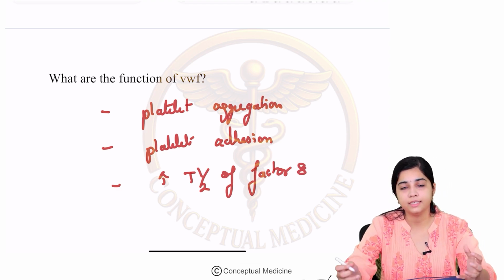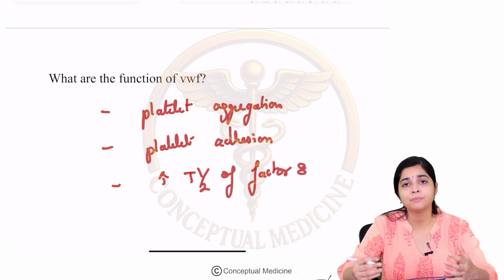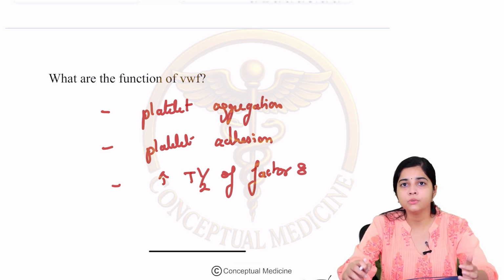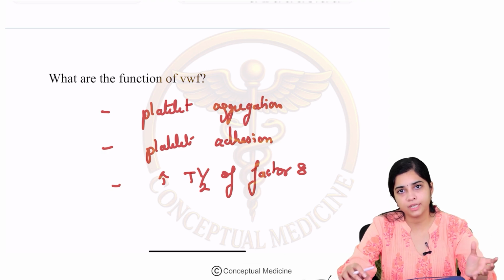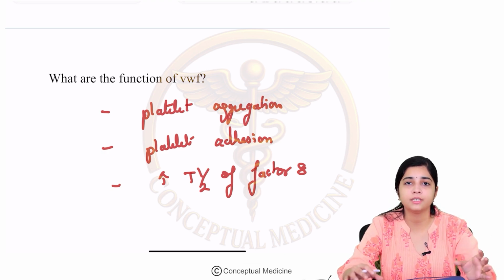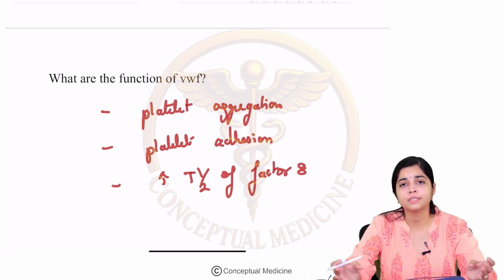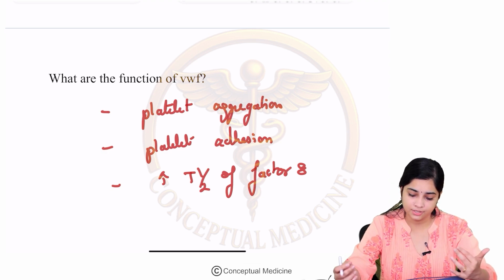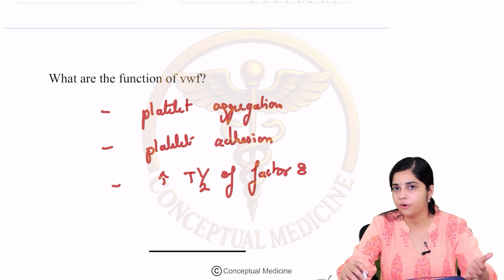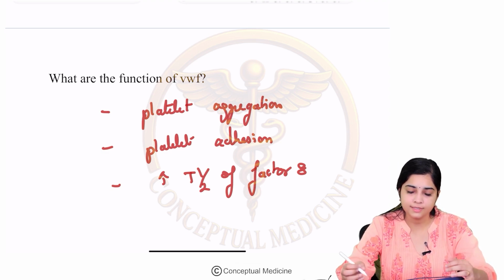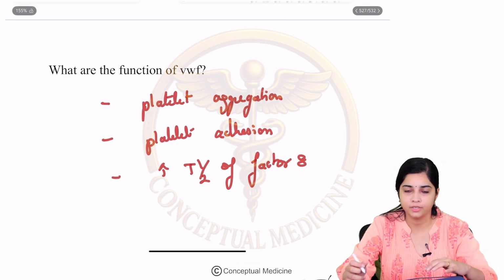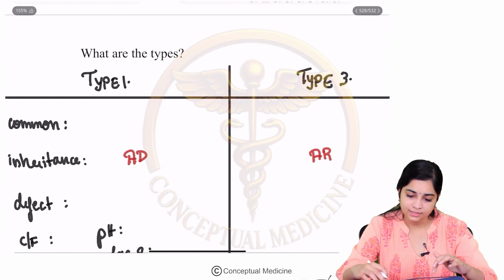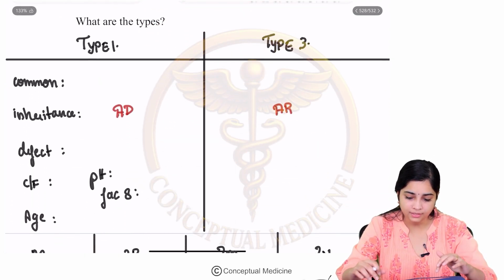So this basically is a factor which helps in platelet clumping. So immediately when there is a bleeding, you know that there will be formation of a platelet plug, right? So the coagulation cascade is stimulated, and initially there will be fibrin formation followed by a platelet plug. So these platelets have to come together, they have to adhere to each other, they have to clump together, right? So platelet aggregation and adhesion and increasing the half-life of factor VIII, all these are the functions of von Willebrand factor.